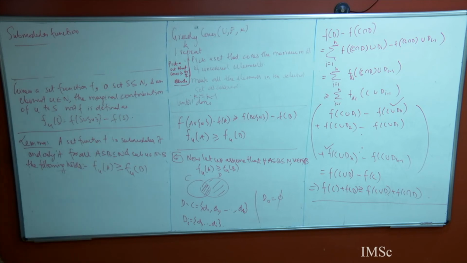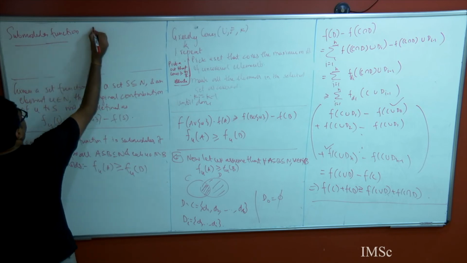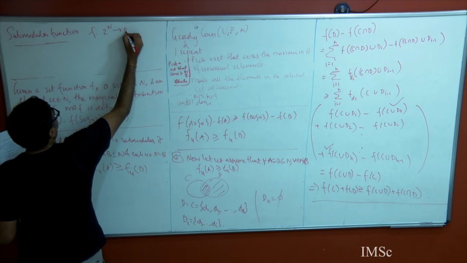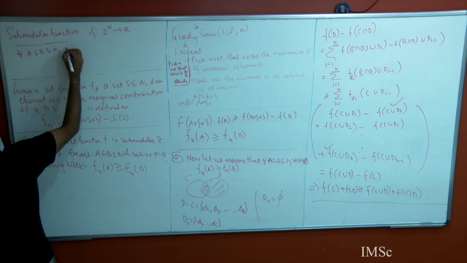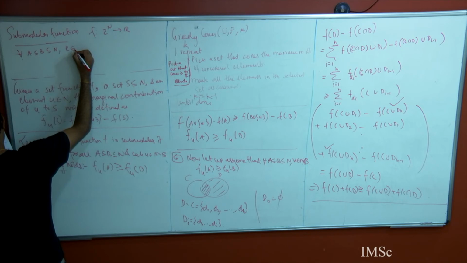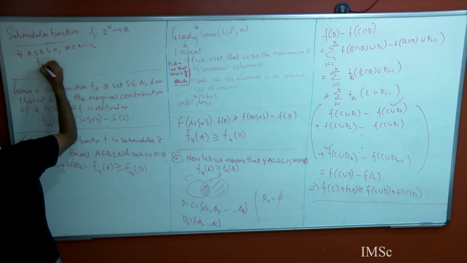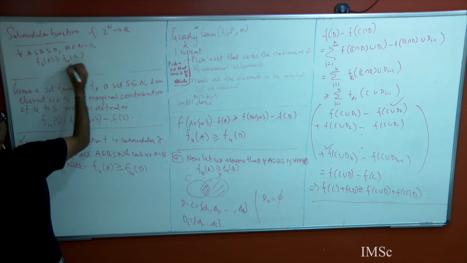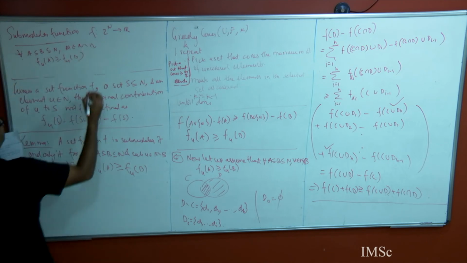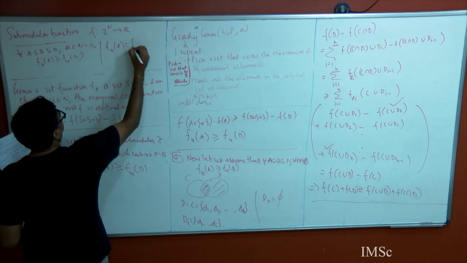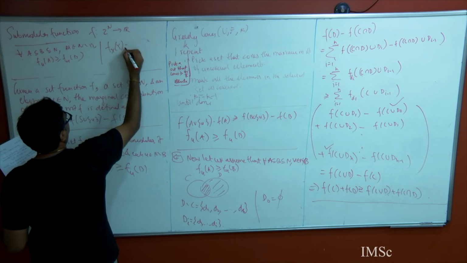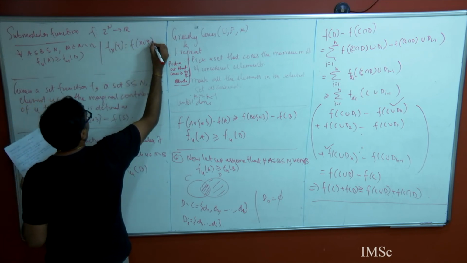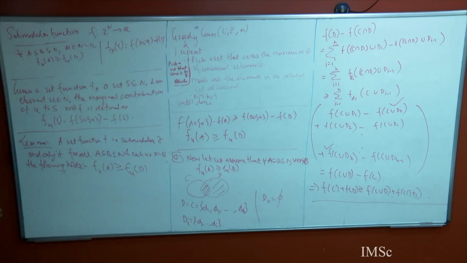A submodular function f is from 2 to the power n to R, and for all A subset of B subset of n and u in n minus B, f utility A is greater than or equal to f utility B, where f utility u of x is f of x union u minus f of x. This is just a notation.